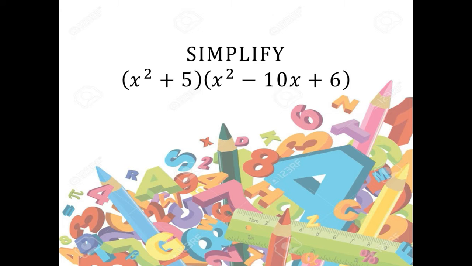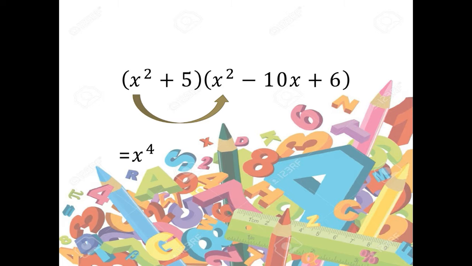plus 2. Another example, simplify the quantity of x squared plus 5 times the quantity of x squared minus 10x plus 6. You just have to distribute each term of the first polynomial to every term of the second polynomial. x squared times x squared is equal to x to the 4th power. x squared times negative 10x is equal to negative 10x cubed. x squared times 6 is equal to 6x squared.